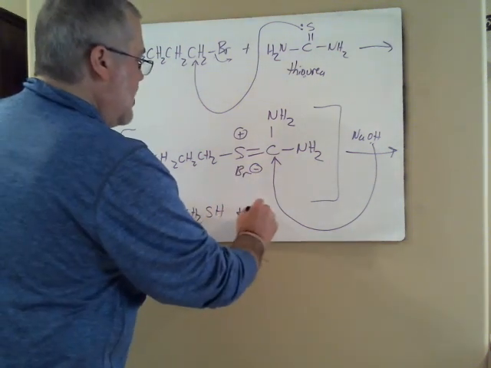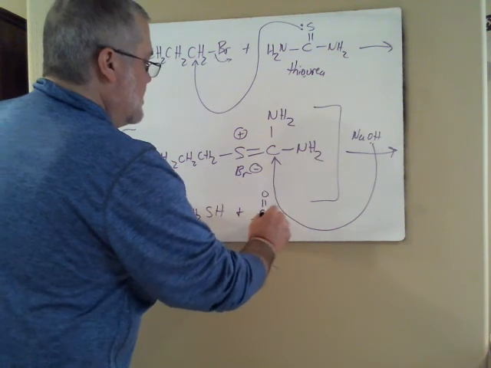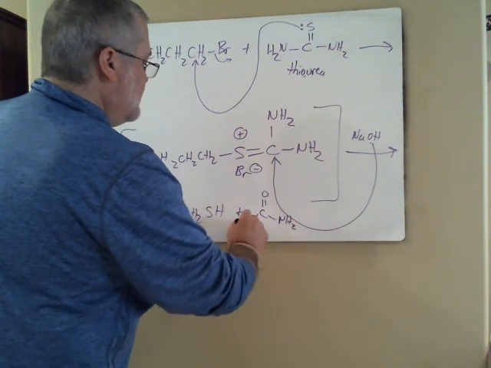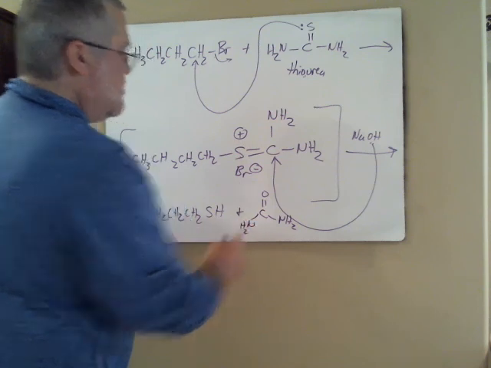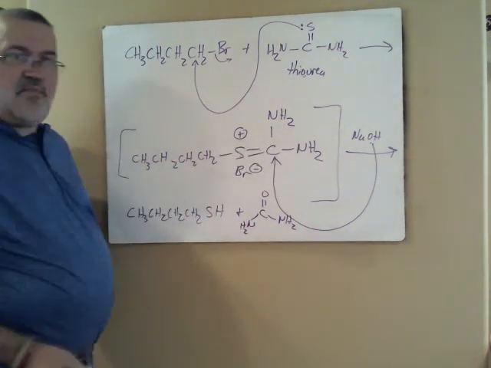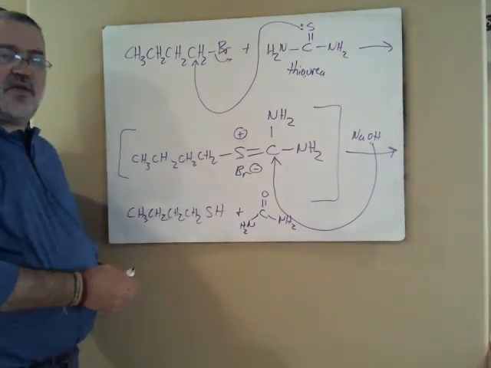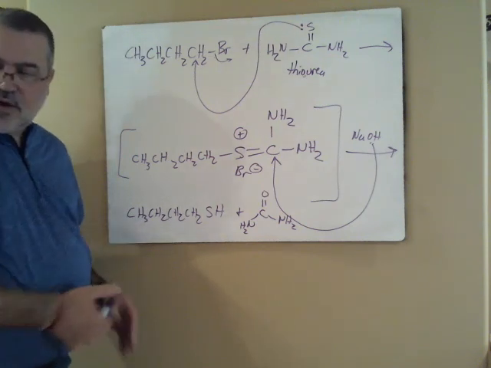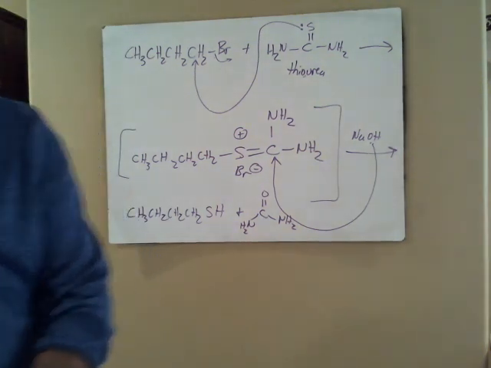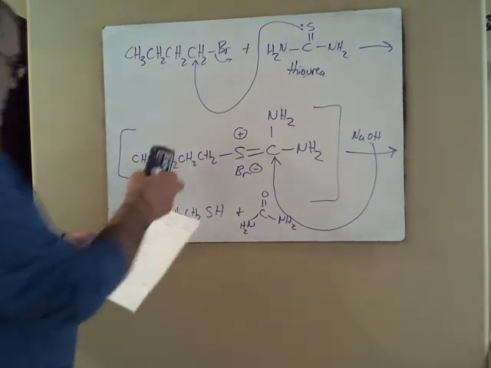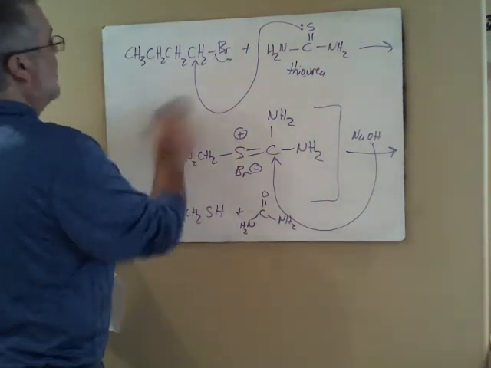The byproduct is just plain old urea. So how does that mechanism work? Something for you to think about on your own. Okay? And so that's one way of making a thiol.